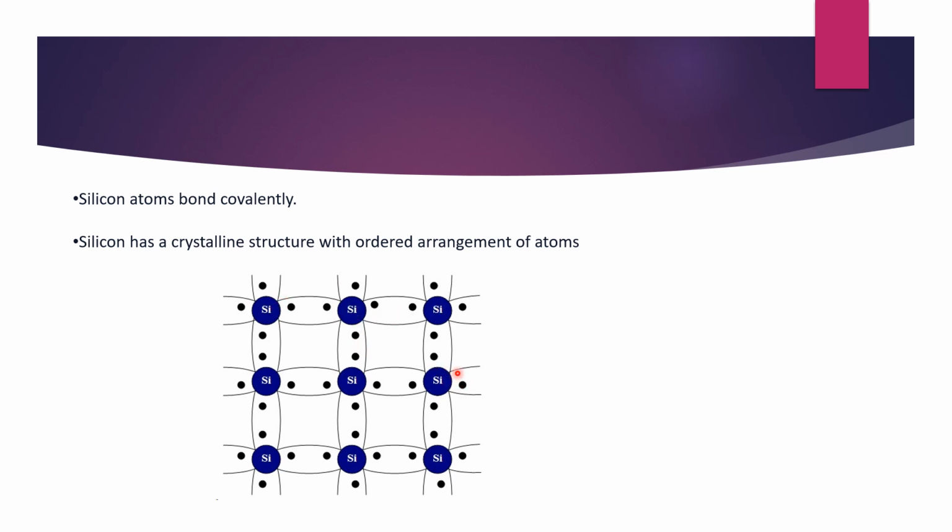For example, if you take this rightmost silicon, it is again surrounded by 1, 2, 3, 4, 5, 6, 7, 8 electrons. So that means every electron is being shared with the neighboring atom.